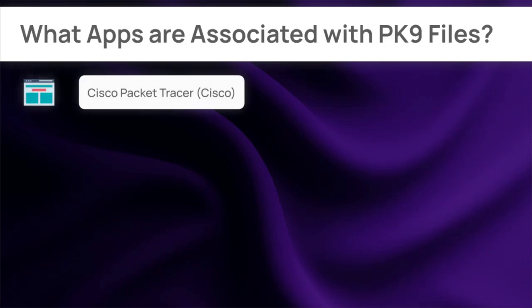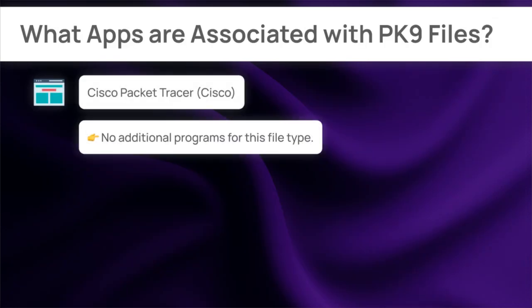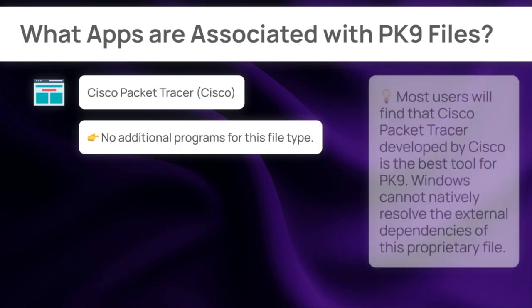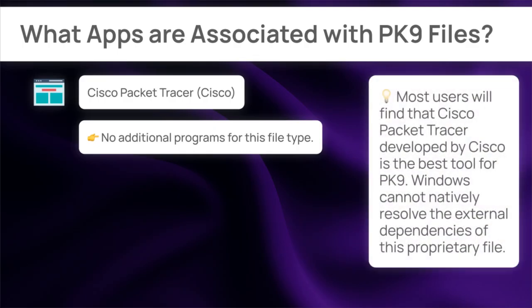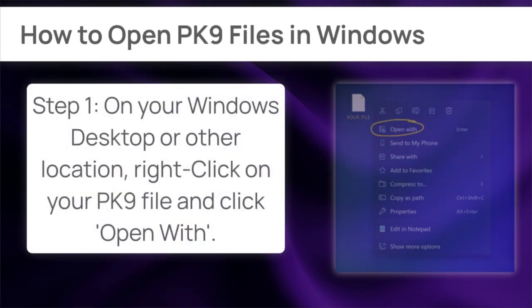The standard opener for PK9 is known to be Cisco Packet Tracer, developed by Cisco. Windows cannot natively resolve the external dependencies of this proprietary file. Windows only supplies high-level attributes, so full access requires dedicated data processing software. We are going to find the right reader.